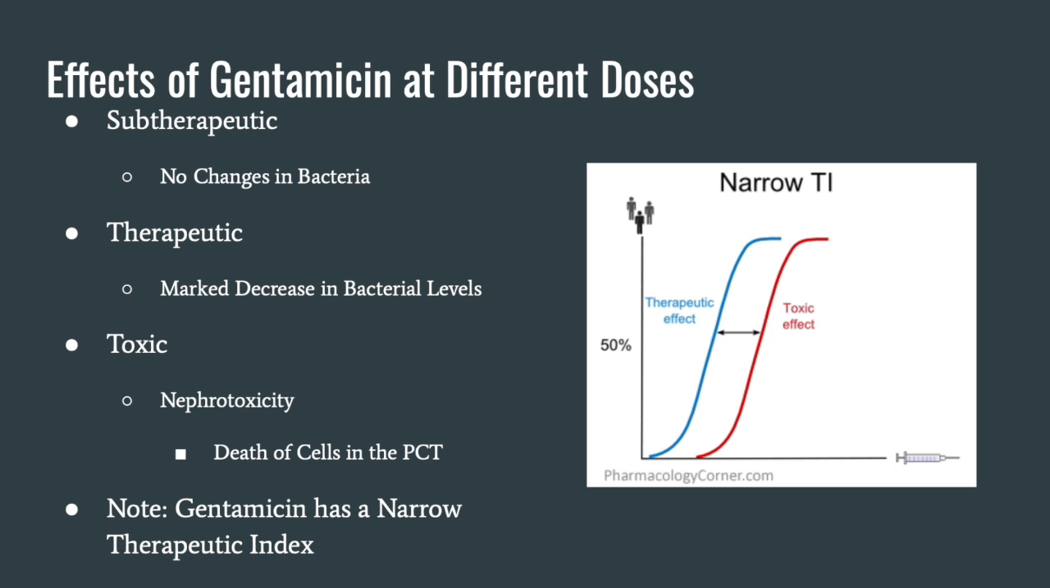At subtherapeutic levels, there is no noticeable change to the level of bacteria. At a therapeutic level, the bacteria are killed to treat the infection. At toxic levels, the same mechanism that allows gentamicin to kill bacteria can also kill cells of the proximal convoluted tubules. This causes nephrotoxicity and also acute kidney failure.